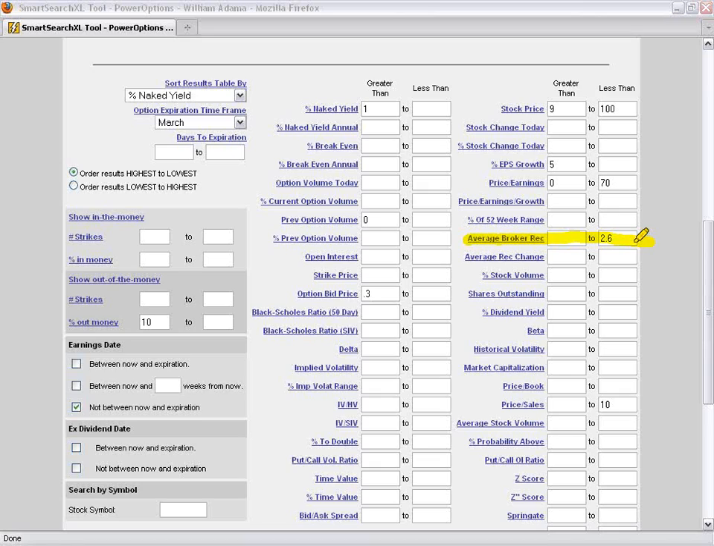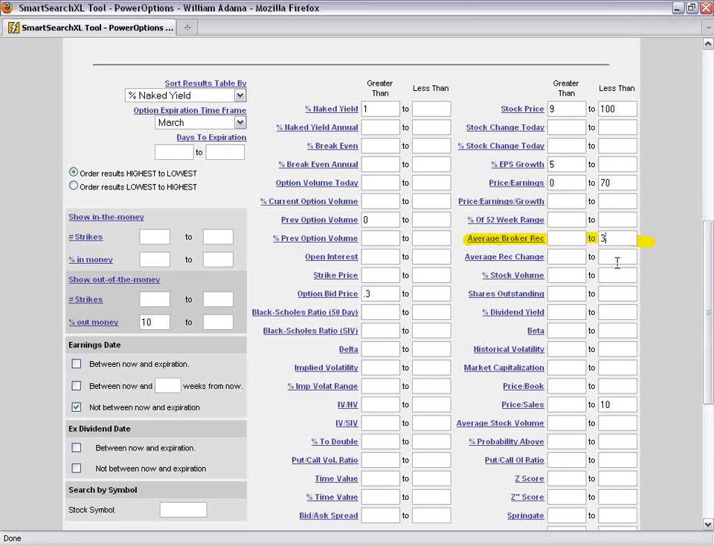Well, the average broker recommendation is based on the Zacks scale, where a rating of 1 is a strong buy recommendation, 2 is a buy recommendation, 3 is a hold, 4 is a sell recommendation, and 5 is a strong sell recommendation. So if I only wanted to see stocks that had a hold recommendation or better, I would just use an average broker recommendation of less than 3. That would show me everything that's a 1, a strong buy, 2, a buy, 3, a hold.